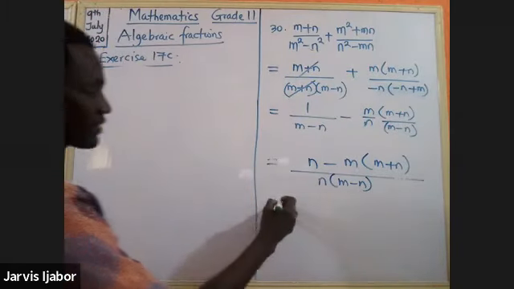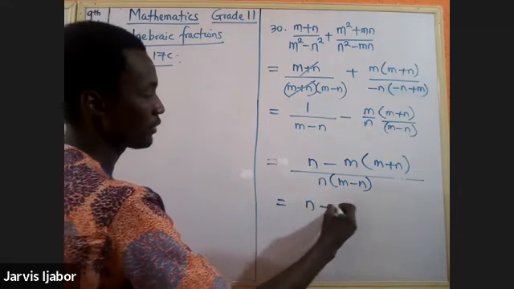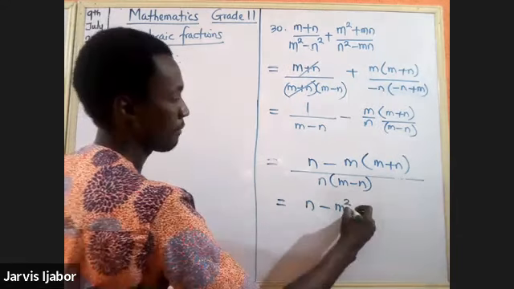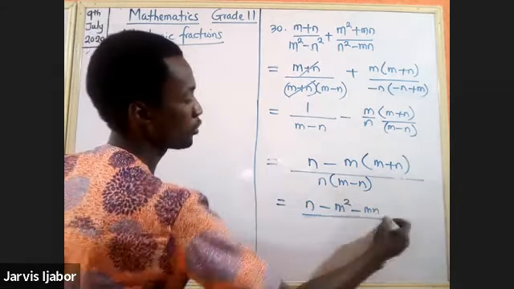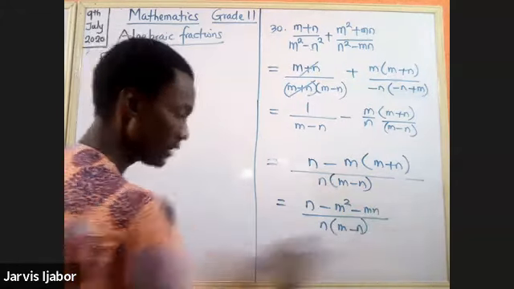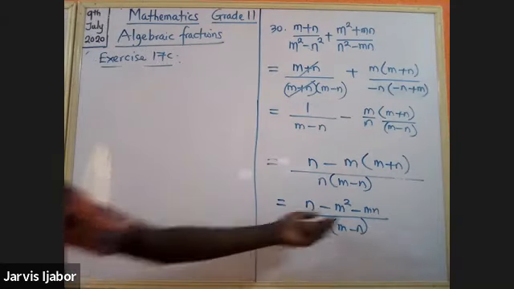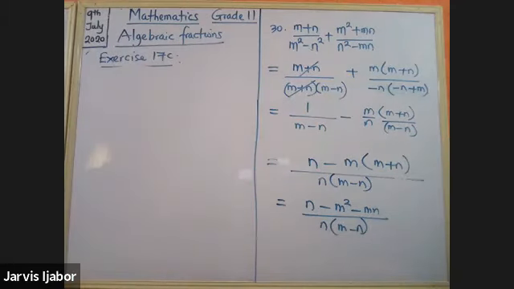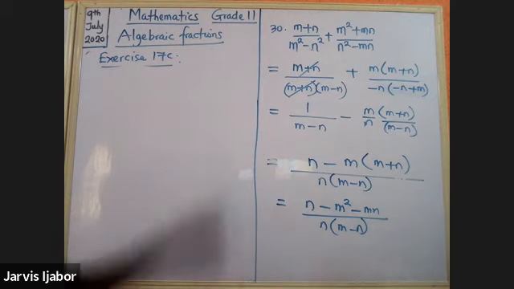So we simplify this, and this will give me n minus m squared minus mn all over n into m minus what? N. So this could be your final answer, or you could choose to factor out negative, and that answer will suffice as your final answer. So that takes care of that, and that problem is solved. So with that, we have concluded exercise 17C.